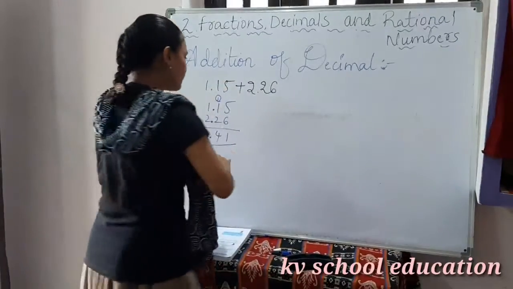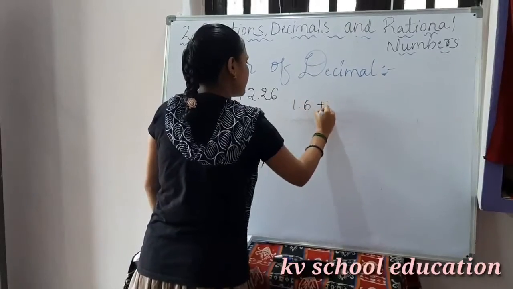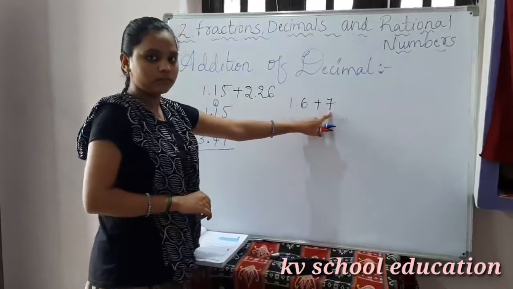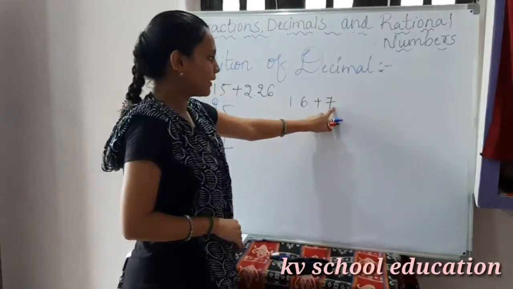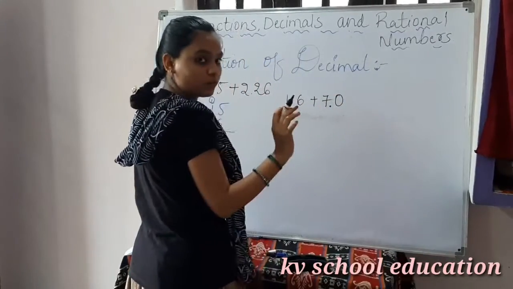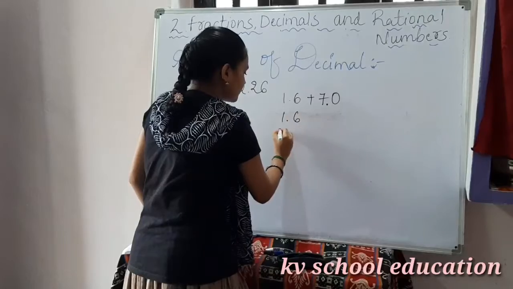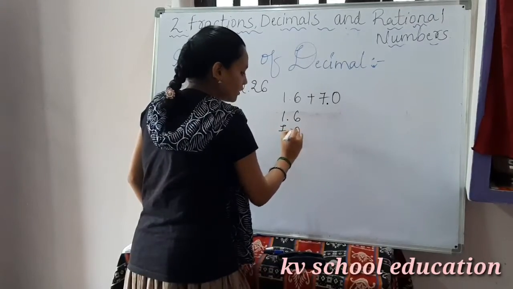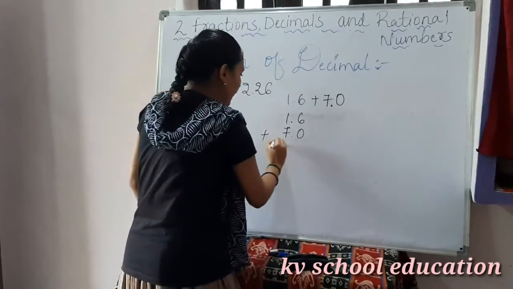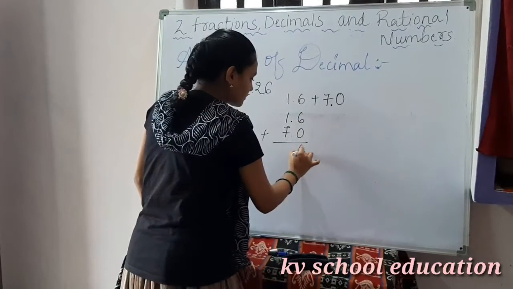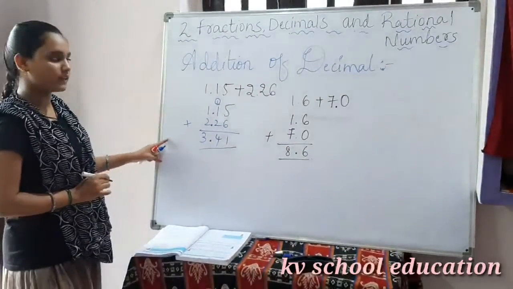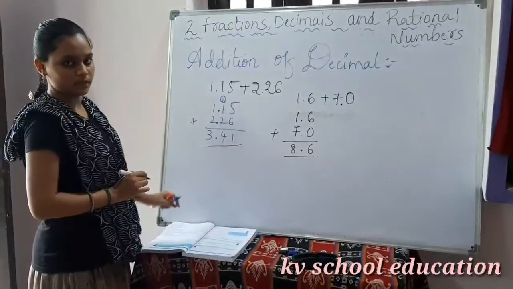One more example I will take. 1.6 plus 7. Here 7 is a whole number. If there is no point in this, after this digit we should take point 0. So 1.6 plus 7.0. If there is no point, we should take point 0 after the digit. Okay, we should add. 6 plus 0 is 6, and the answer is 8.6. Like this we should add a decimal to a decimal.